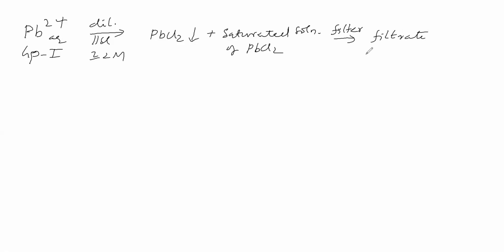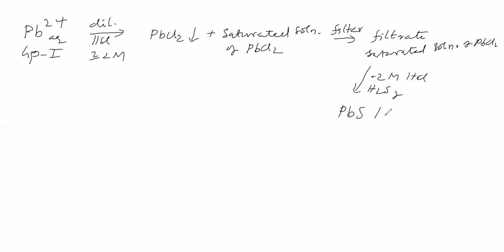Now the filtrate is a saturated solution of PbCl2. Now you are doing group 2. For group 2 you make the concentration of HCl 0.2 molar by adding water, then you pass H2S gas. This filtrate is a saturated solution of PbCl2. This Pb2+ ion combines with sulfide and gives PbS, a black precipitate.